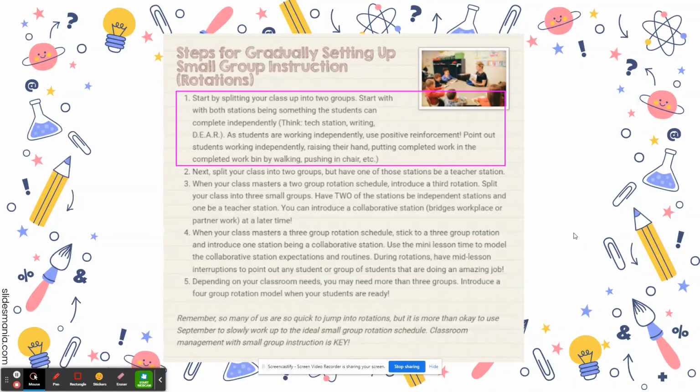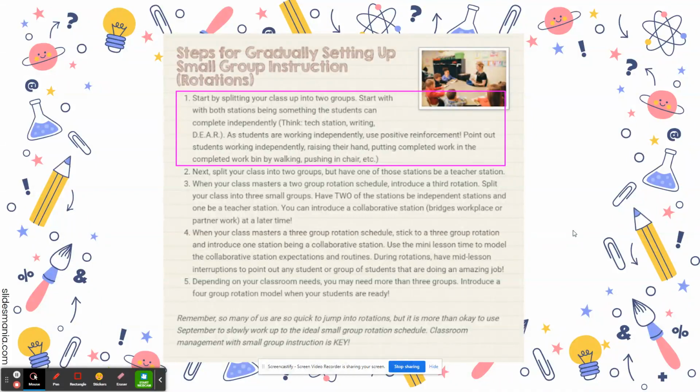So to start small group instruction in September and the beginning of October, you can start by splitting your class up into 2 groups. Start with both stations being something that students can complete completely independently. Think text station, writing, drop everything and read.